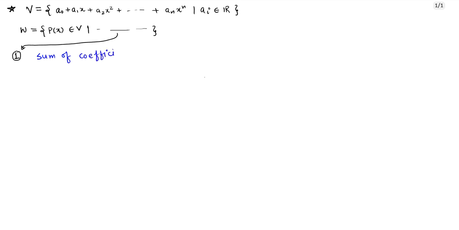Now we define some subspace W that is equal to collection of all polynomials comes from V, which is vector space, such that some conditions. We define some different conditions first. Sum of all coefficients is 0. This is subspace or not? Sum of coefficients is 0.